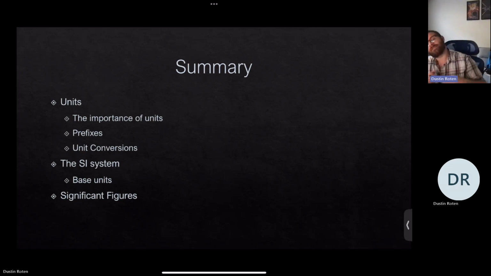And then the last thing is just significant figures. So that's all for this lecture.